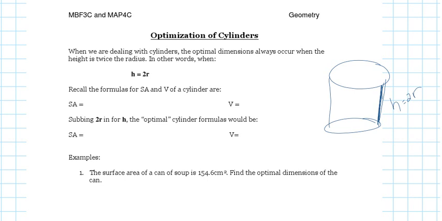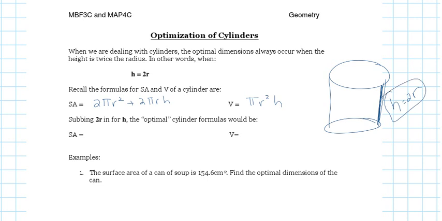So what's the surface area of a cylinder? 2 pi r squared plus 2 pi r h. And what's the volume? Pi r squared h. Yeah. Now let's see what happens if I replace the h with 2r, because I know that the height should equal 2r for my optimal cylinder.